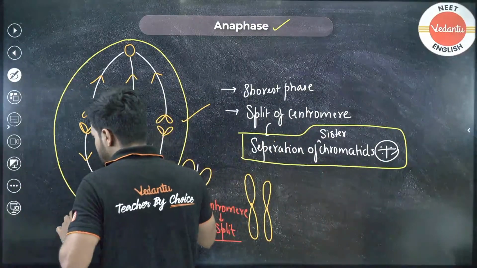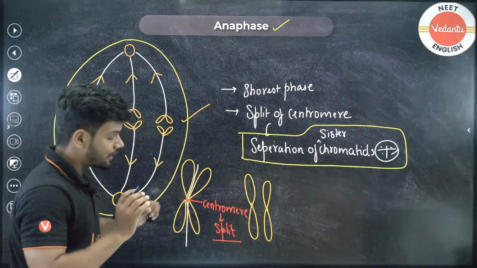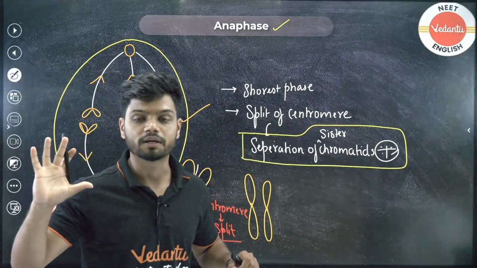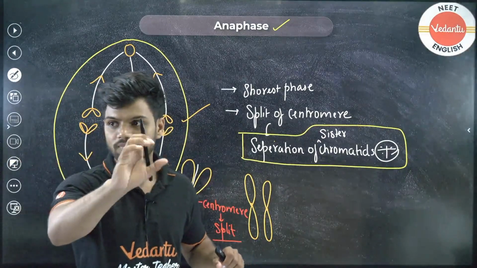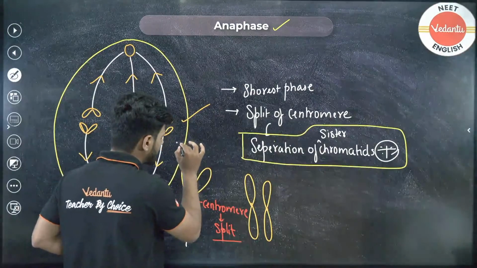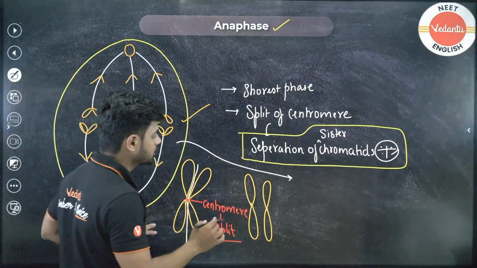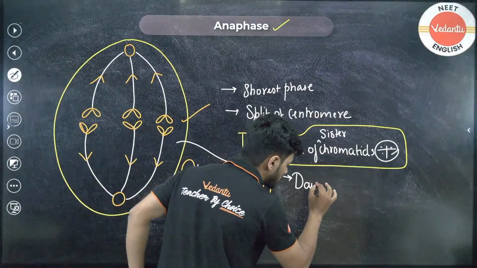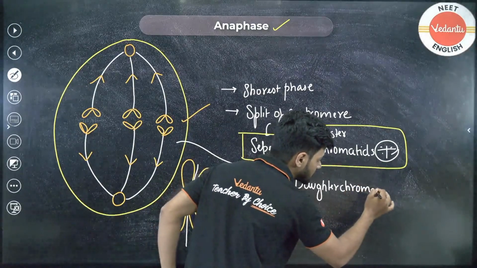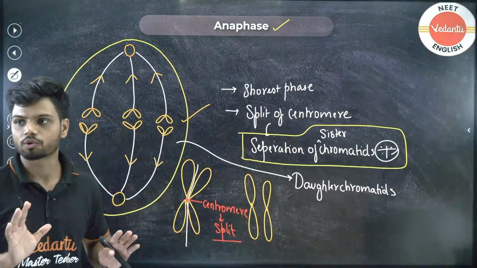Okay. If this point is clear to you, can I tell you the hidden point which will help you to understand the DNA content problems? Listen to me very carefully now. These right here are your daughter chromatids. Yes, they are the daughter chromatids.